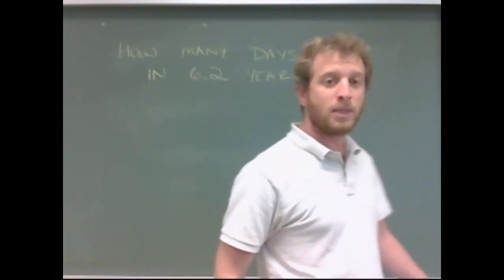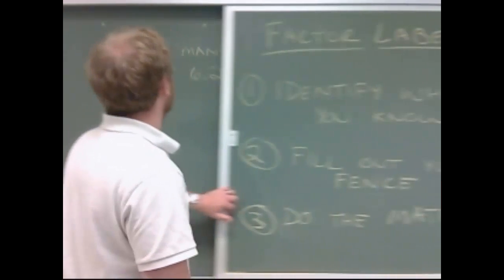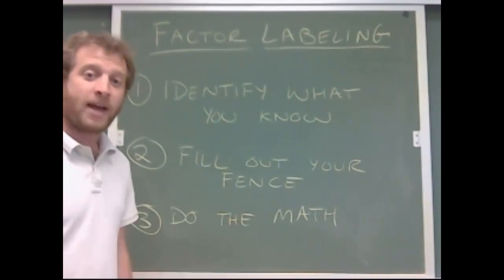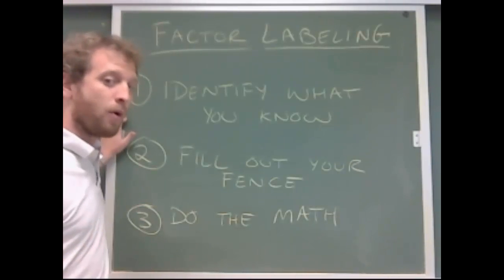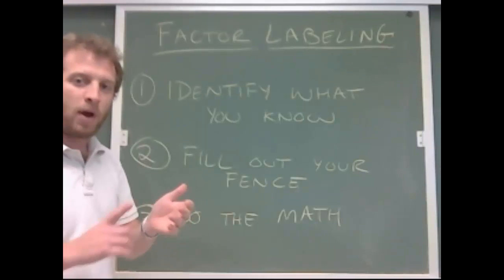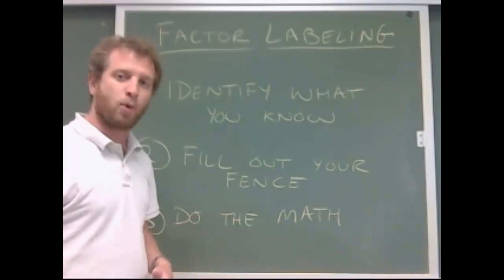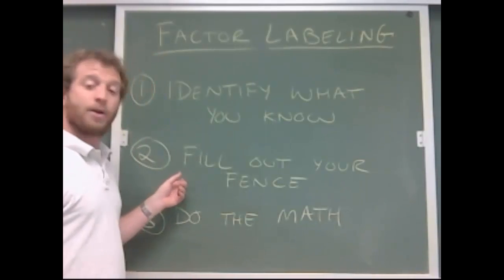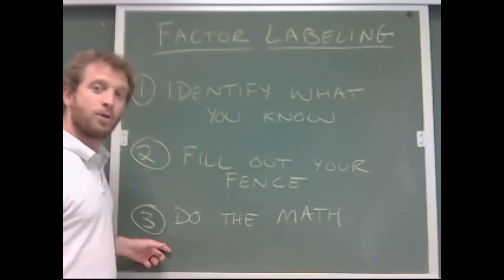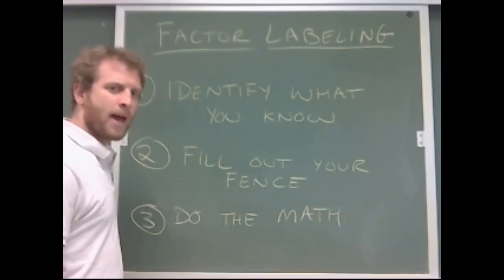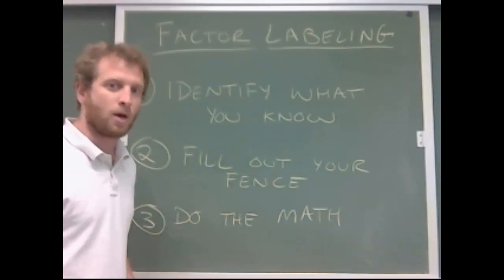First I want to give you some steps, so make sure you take some notes. If you need to pause, make sure to pause. For this factor labeling technique, there are 3 steps, pretty straightforward. First step, identify what you know. You're going to figure out what units you have, what units you're trying to get to, and what type of conversions you need to get from one to the other. Next, you're going to fill out your fence. I'll describe what this fence is in a little bit. And the last one, do the math. I'll walk you through how to do this math. Pause the video if you need to right now. These are the 3 steps you're going to want to know.